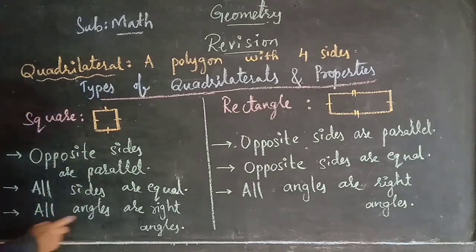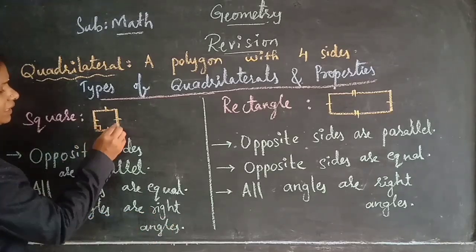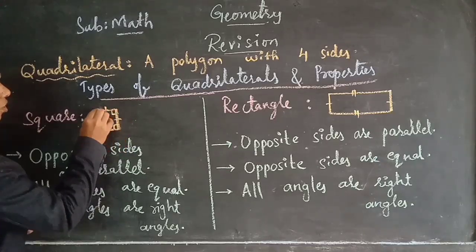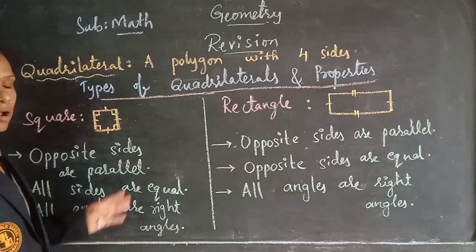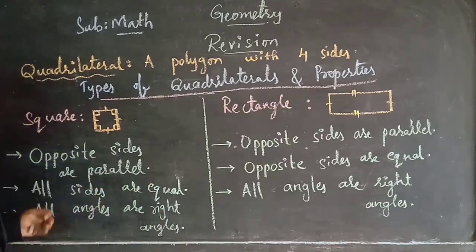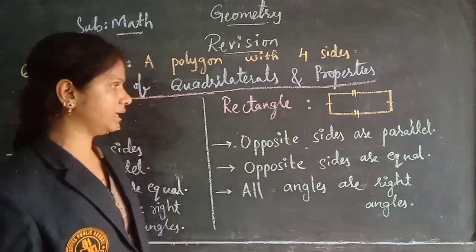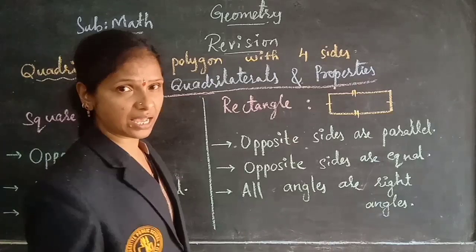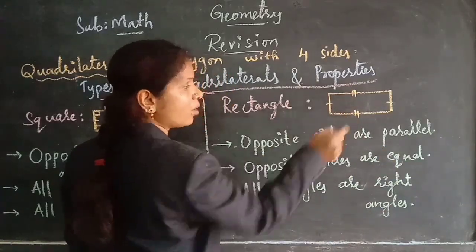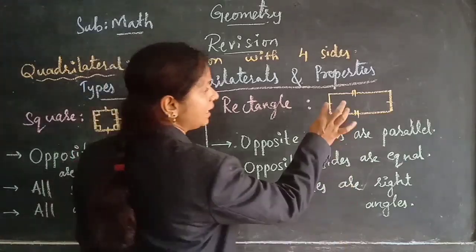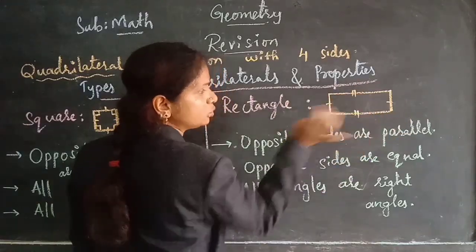And the third property is all angles are right angles. Whatever angle you take, it should be a right angle, nothing but 90 degrees. You can see four angles in a quadrilateral, and all four angles are right angles, nothing but 90 degrees. Come to the rectangle. Here you can see the shape of the rectangle. What are the properties of rectangles? Opposite sides are parallel: top and bottom should be parallel, and left and right should be parallel.